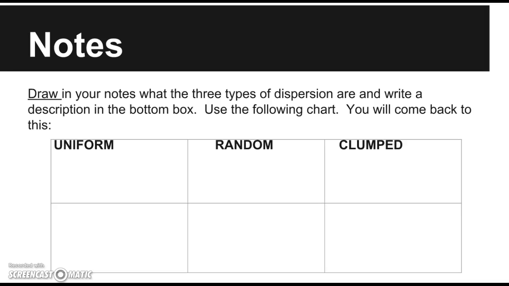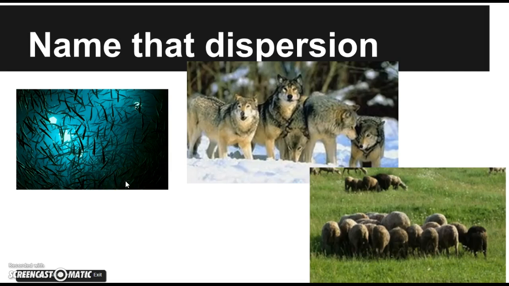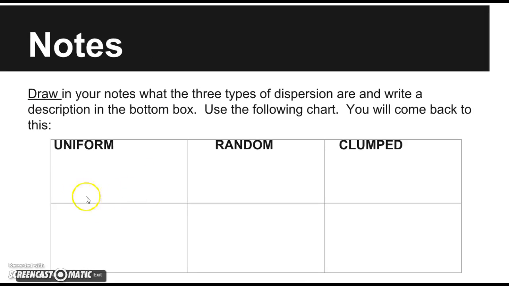Using this notes box, I'd like you to draw in those examples of uniform, random, and clumped dispersion that I just showed you. So draw that in here in this top box. Draw that in the top box here. And then we are going to come back to this chart, and I'd like you to use the pictures on the following slides to figure out what would be an example of these types of dispersion.